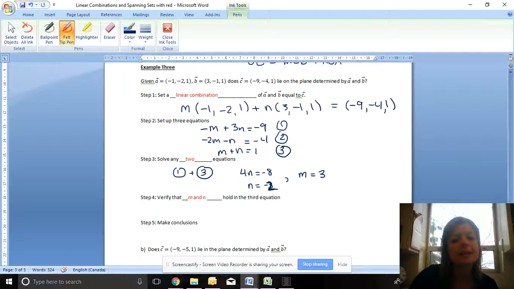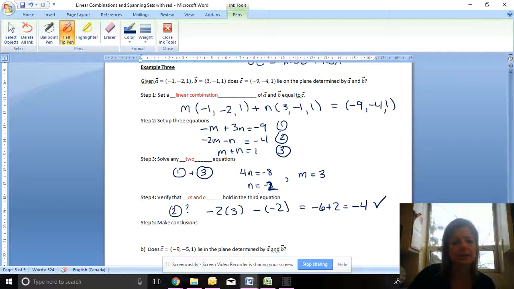But now I want to see, does m and n hold in the third equation? So in this case, do they satisfy 2? Okay, because these m and n will solve 1 and 3, but does it work in the one that I didn't do? So when I say third equation, I don't necessarily mean equation 3. I mean the one I didn't use in step 3. So when I put in -2 times 3 minus -2, I get -6 plus 2, which is equal to -4. So yes, that works. It satisfies equation 2.